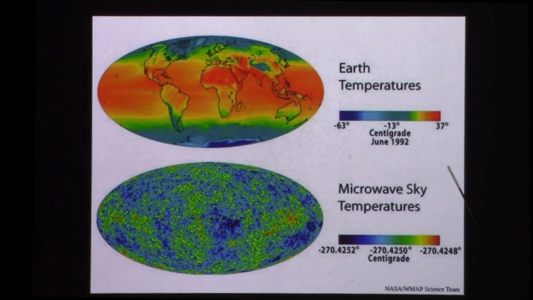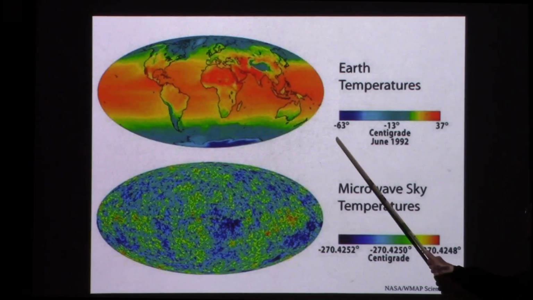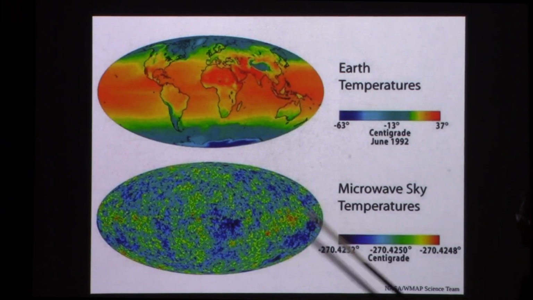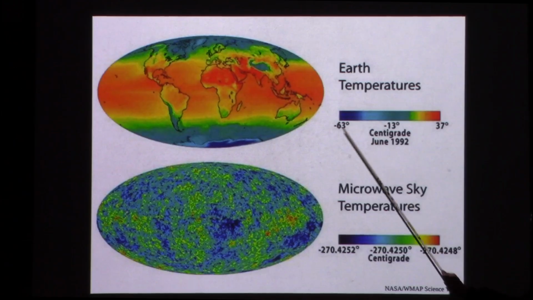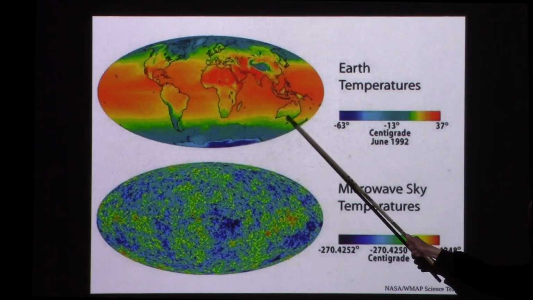So here are Earth temperatures in June of 1992. I was fully sentient in grad school at the time, but in any case, ranging from minus 63 to 37. And even WMAP does this, of course. In reality, blue is hot and red is cool, but in our artistic sense, it's the other way around. The WMAP people can do that too. Hotter is red and cooler is blue. Anyway, here's a map of the Earth with its temperature ranges.